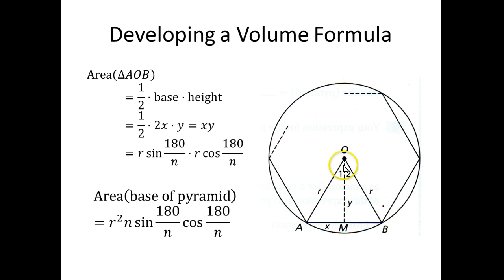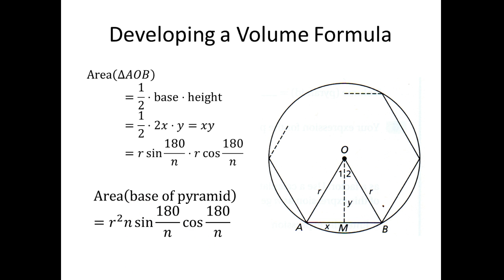Now, since there are a total of n of these triangles inside here that are all congruent, the area of the base of this inscribed pyramid is going to be r squared, since I have two factors of r, times n, since I have n total triangles, times the sine of 180 over n times the cosine of 180 over n. So the area of the base of my pyramid depends on the number of sides of my inscribed pyramid and the radius of the base of the cone that I'm trying to find the volume of.